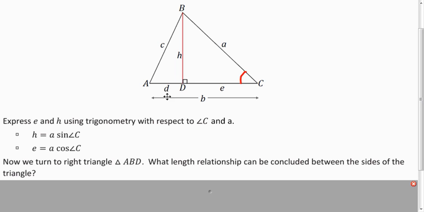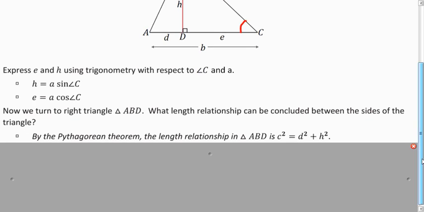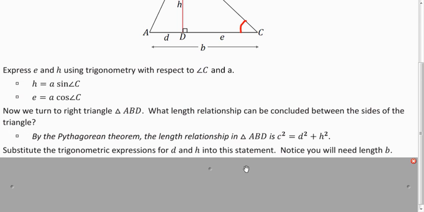Now with triangle ABD, what do we notice? What can we write about the side lengths? Well, if we use the Pythagorean theorem, we end up with this equation. And now the goal is to substitute what we have up here for H and E into this equation. So we have the C squared like we wanted, but we want to get rid of this D and H. So how can we rewrite D? How can we rewrite H?